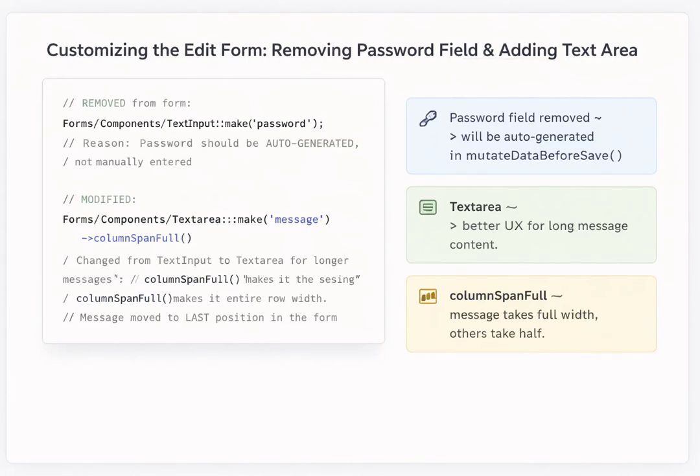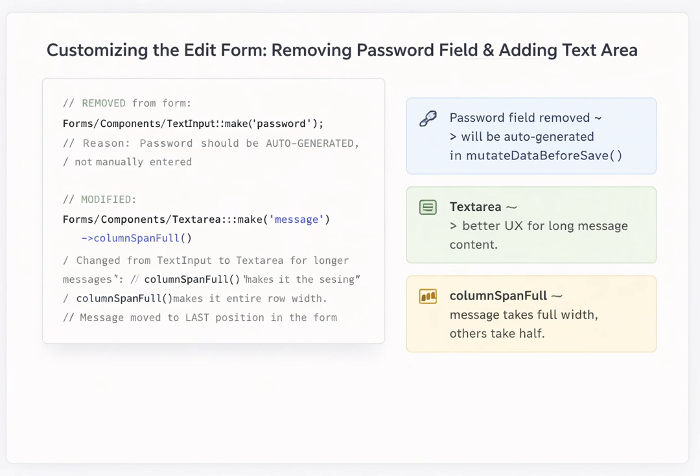Now let's look at customizing the edit form for the resource. 2 important changes are made here. First, the password field is removed from the form entirely. Why? Because the password should be auto-generated by the system when the admin approves a shop. It should not be something the admin types in manually. If the admin could type a password, it would get saved as plain text in the database, which is a security problem. The auto-generation logic will be handled separately.